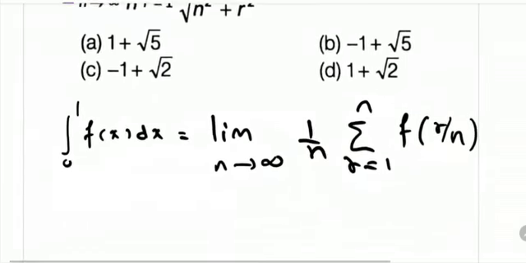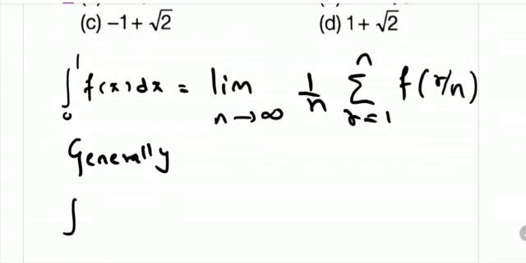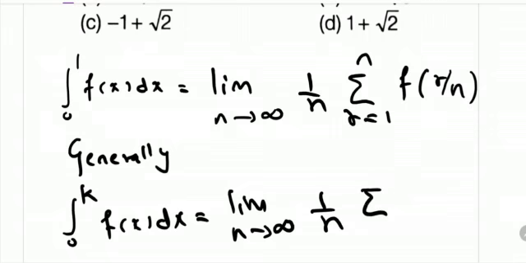Now more generally, how this is given, generally this is given as integration of 0 to k. Suppose instead of 1 we have k, 0 to k f of x dx will be limit n tends to infinity 1 by n summation r running from 1 to k.